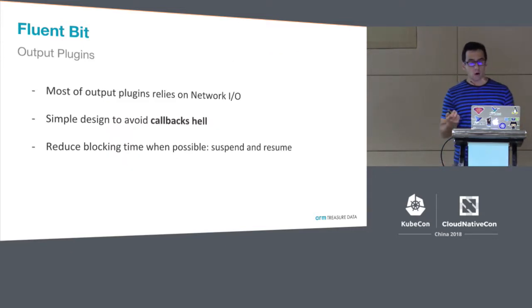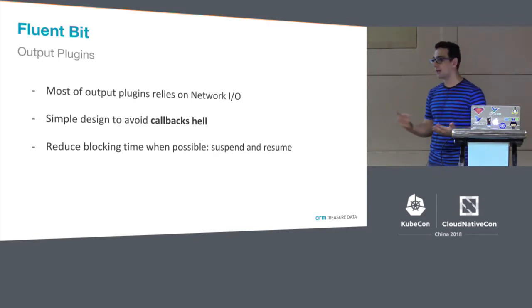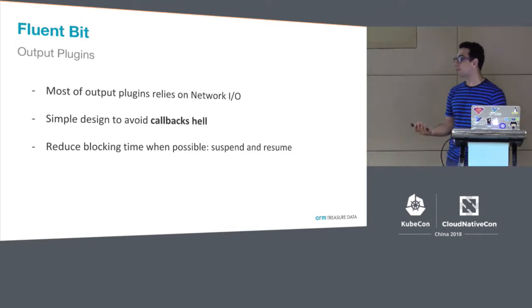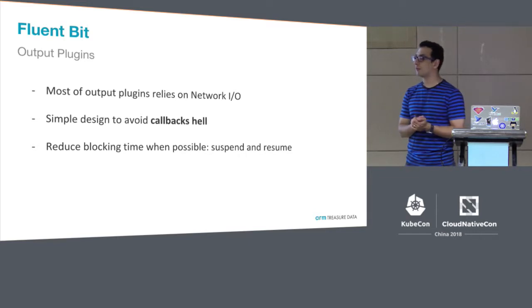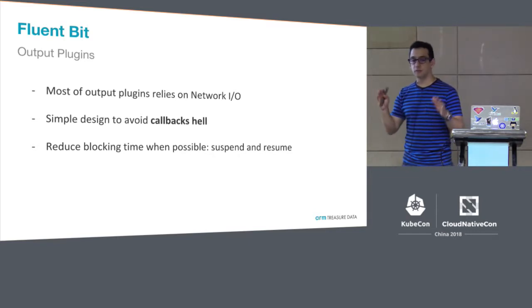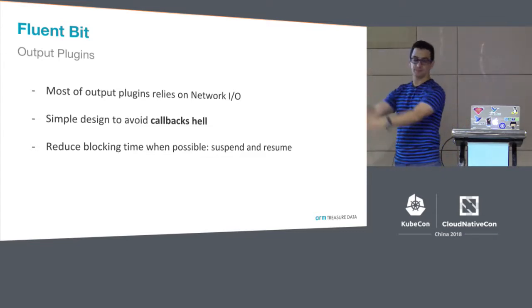So output plugins, most of them rely on network I/O, meaning that they need to connect to a service to send the data through. For example, Elasticsearch, Kafka, or any kind of cloud service provider for logging: you need to perform network operations. But from a design perspective, are you developers? We have developers in the audience? Okay, if at some point you try to connect to a service, you know that you need to create a socket, connect that socket to an address, resolve that address, wait until the connection is established, and then you can write or send the data to that service.